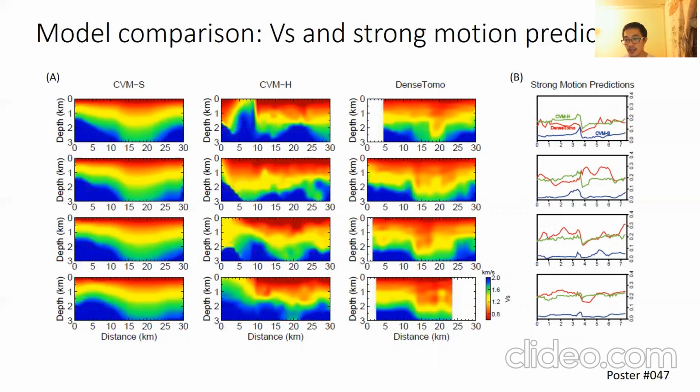This difference is more pronounced in the strong ground motion amplification predictions, in which we use a finite difference method to simulate the amplification of the vertically incident shear waves. We see that our Vs model, DenseTomo, produces similar strong ground motion amplitudes to the CVM-H model, but they are both much larger than the CVM-S model. This suggests the importance of incorporating small-scale heterogeneities in the hazard assessment.